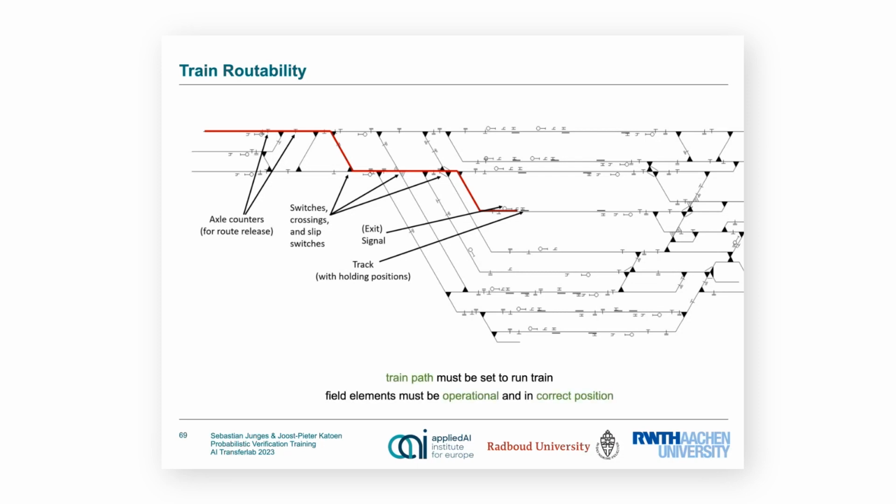Good. What are we interested in? We're interested in routing trains through a railway station. In order to do that, you need to set a train path, and you see this partially already here in red. This is a partial train path through the railway station. Then we have the different field elements, those signals, those switches, those axle counters, and so on. They must be operational, and of course, switches and so on must be in the correct position.